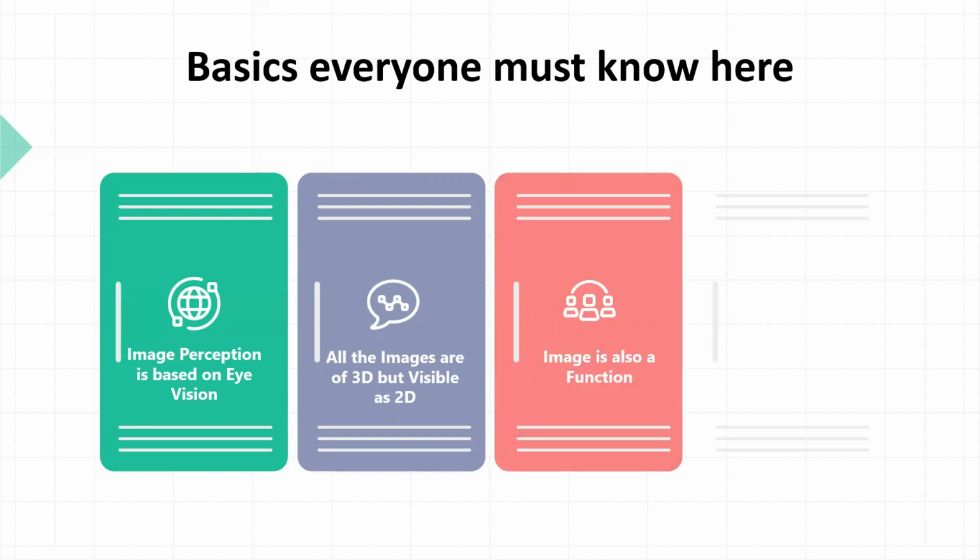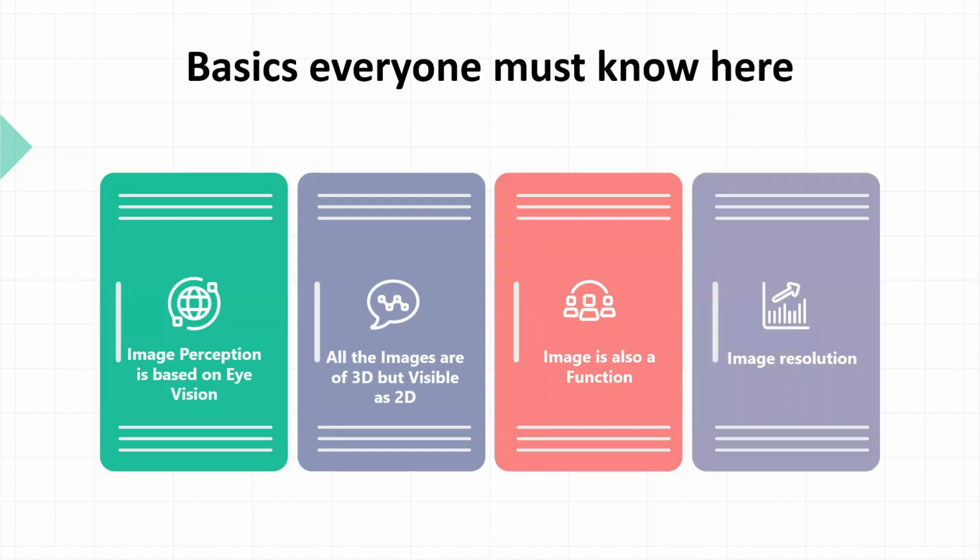Next one, image is also a function, just like a signal, as we might have studied in our engineering concepts. Signal is a function. Similarly, image is also a function, whereas a signal is a one-dimensional function, and an image is a 2-dimensional function, which is made up purely of pixels and a number of levels.